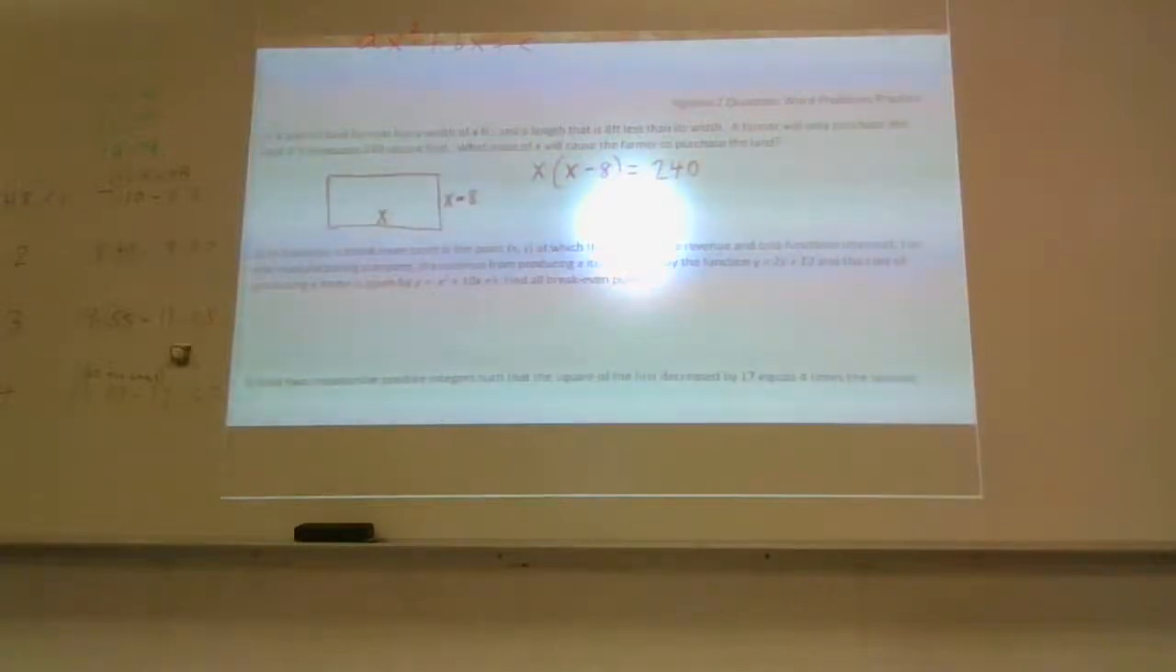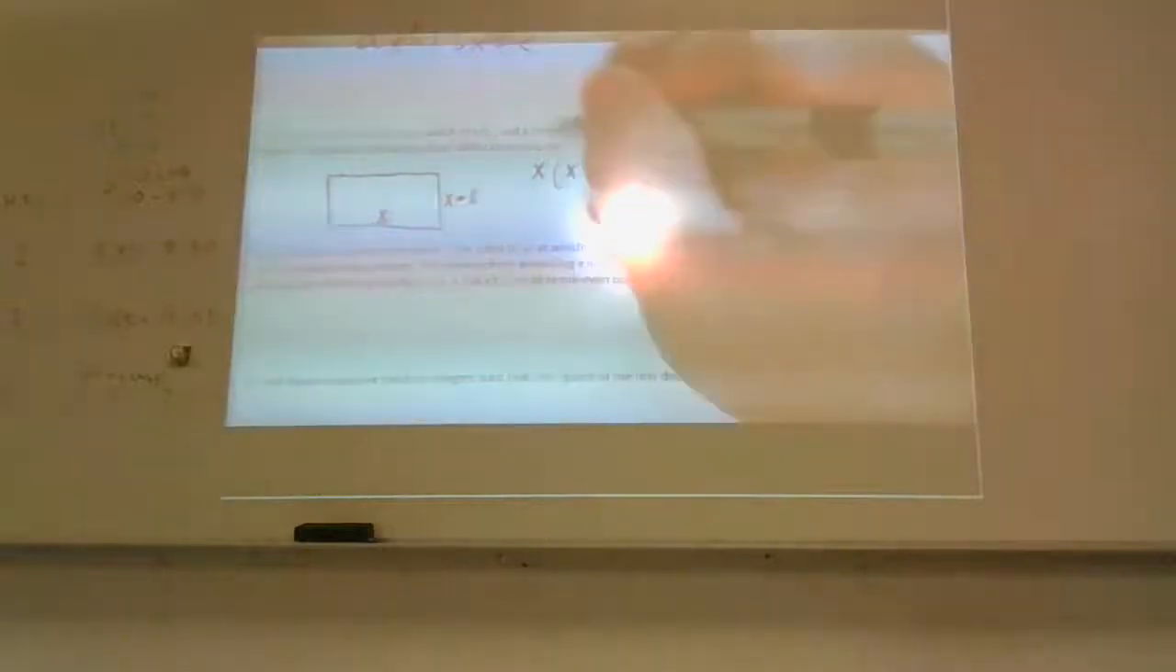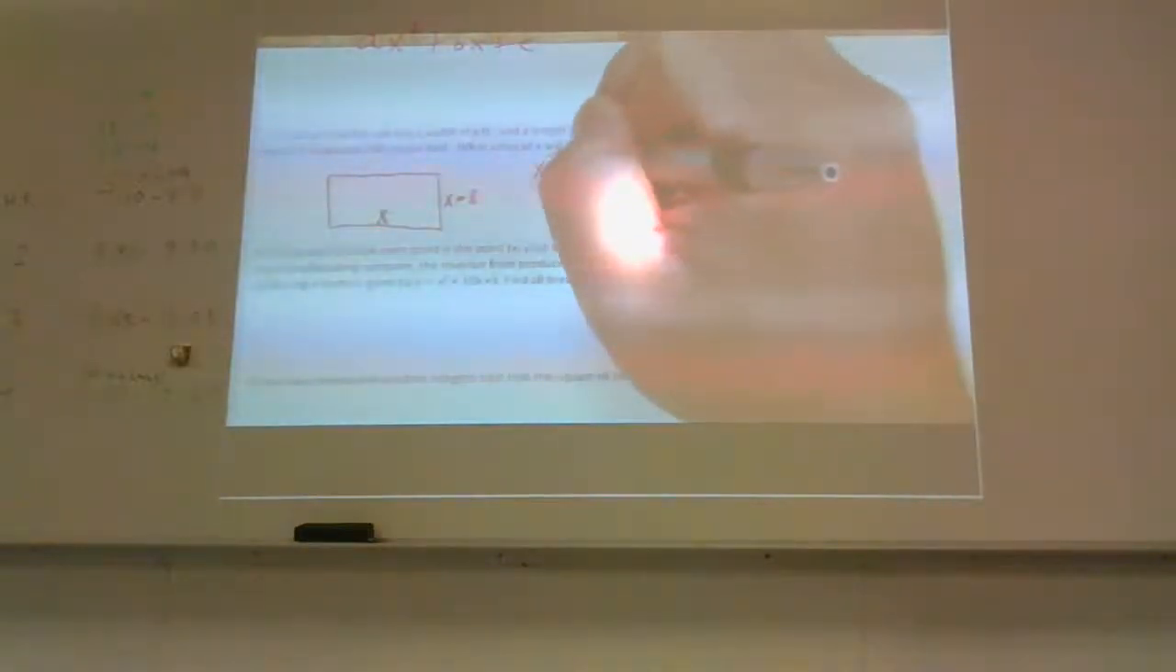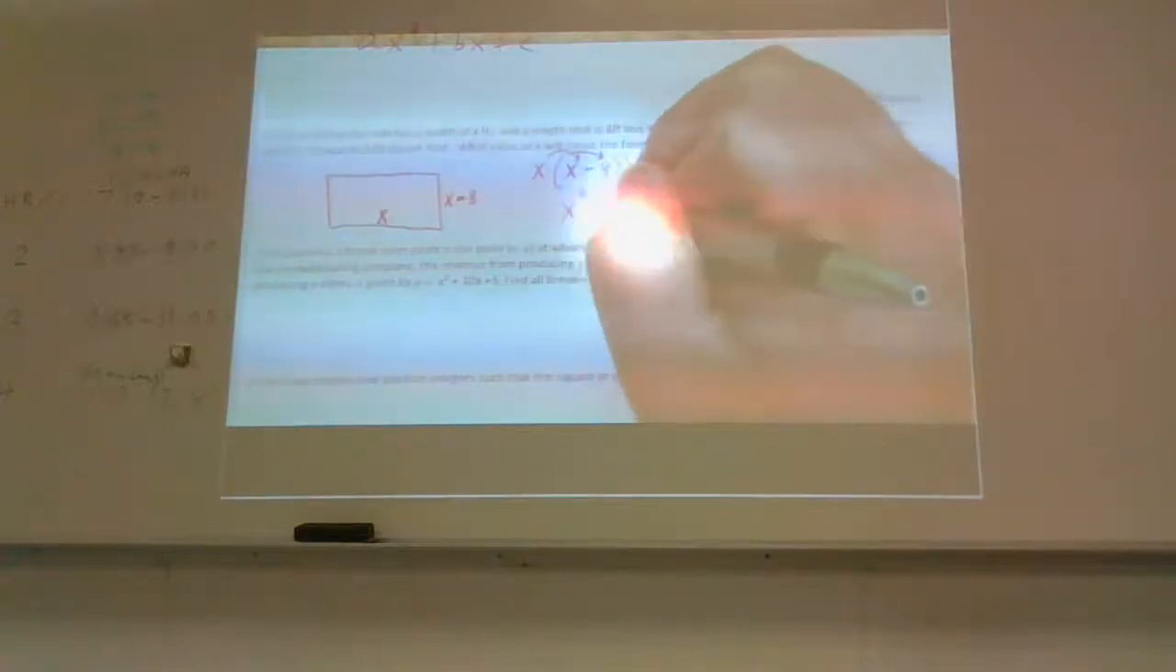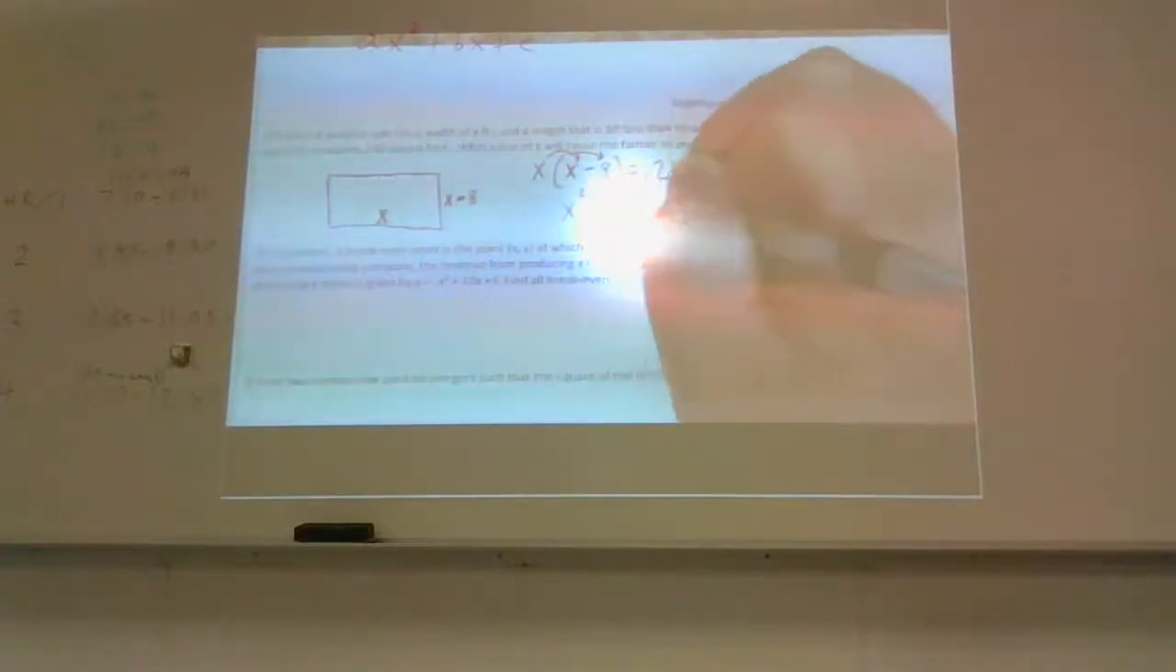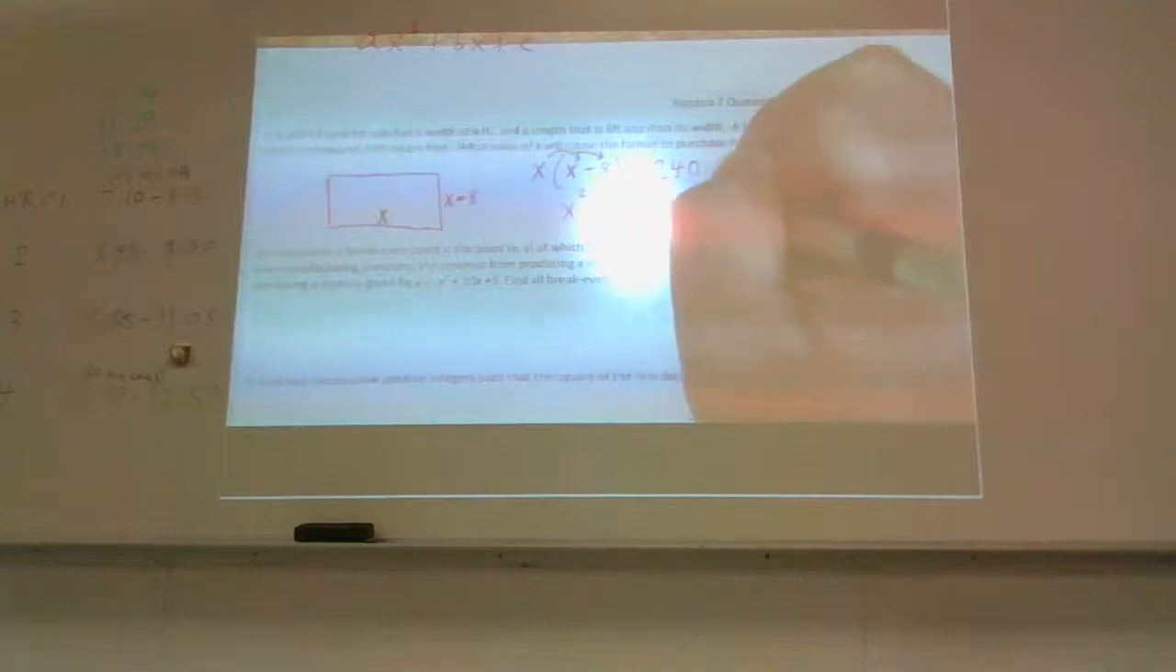We need to have a quadratic. I don't see a quadratic. Typically, you'll get the quadratic when you begin simplifying this stuff down. So I'm going to have to do that. I'm going to distribute this x. It's going to get me x squared minus 8x equals 240.